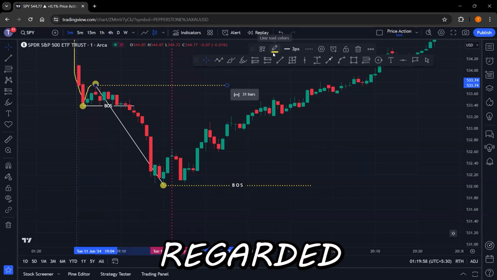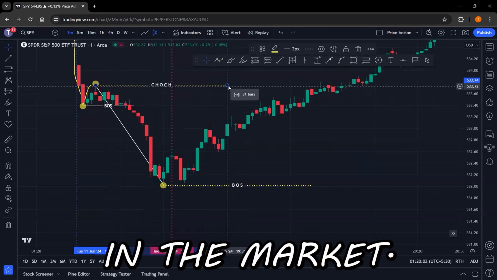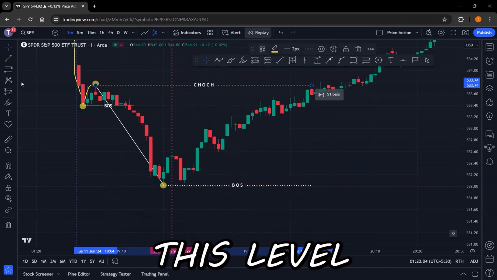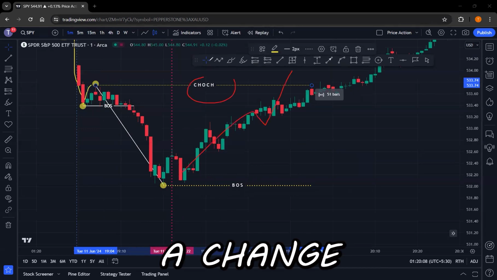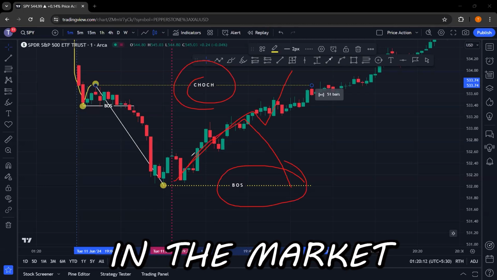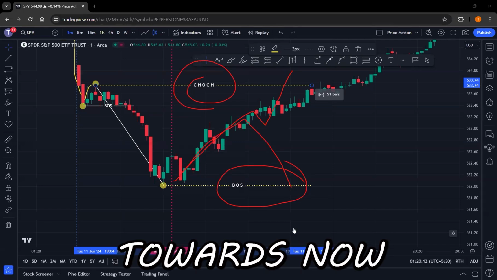So this will be regarded as a chalk in the market. That means if the price goes above this level, like this, then it will be a change of character in the market. And if the price goes back to this level, then it will be a breaker structure in the market, and the market will continue the trend towards the downside.